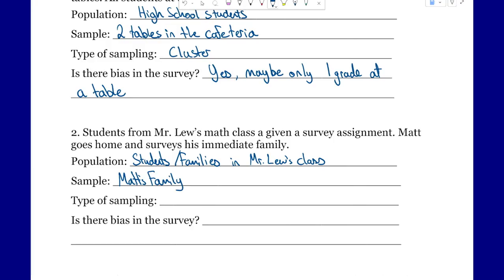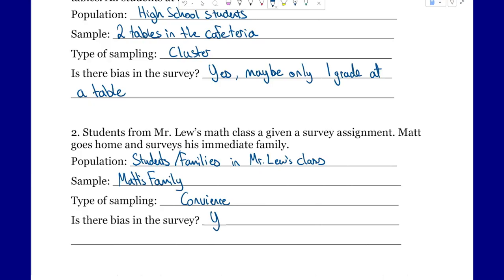The type of sampling. Well, Matt's not really putting any effort into this. He's just asking the people that are closest to him. So that would be convenience. Maybe they are the right target audience, maybe not. But he's just going with whatever's easiest for him to access for his sample.